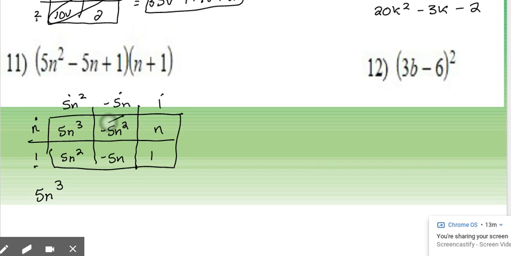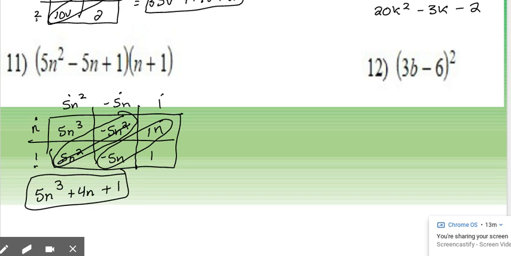Now, if you notice here, the n squareds are actually going to cancel each other out because 5n squared plus -5n squared is 0. So that's gone. -5n plus 1n is -4n, plus 1. And that's it.